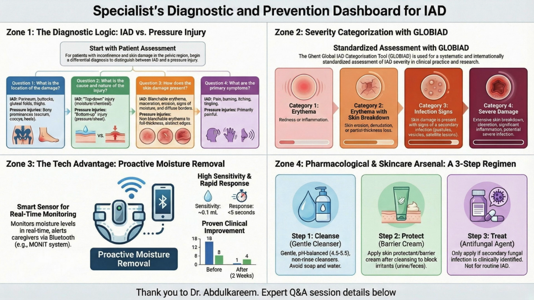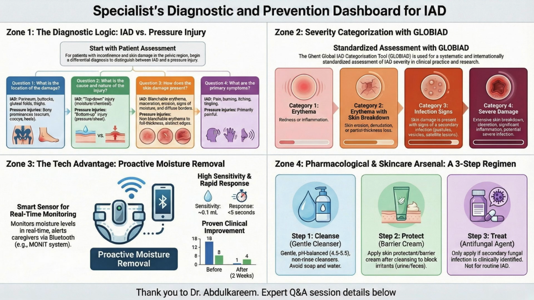I think you can distill it down to 4 key pillars of practice. Okay, pillar 1. Differentiation. First and foremost, you must distinguish moisture, which is IAD, from pressure, which is a PU. Use the tools: JULBIAD for categorization, PAT for risk. If you treat IAD like a pressure ulcer, you will fail. The mechanisms are opposite, top-down versus bottom-up.